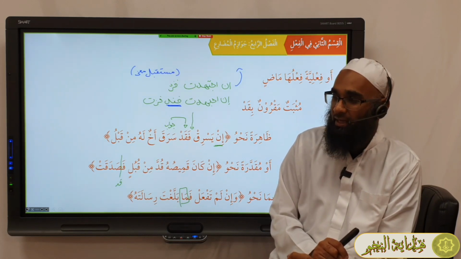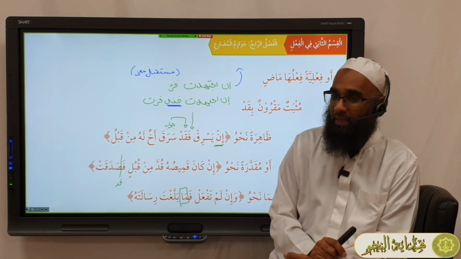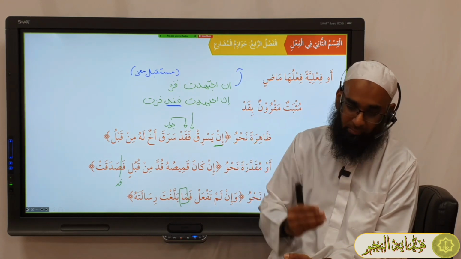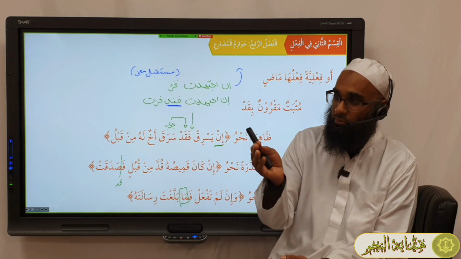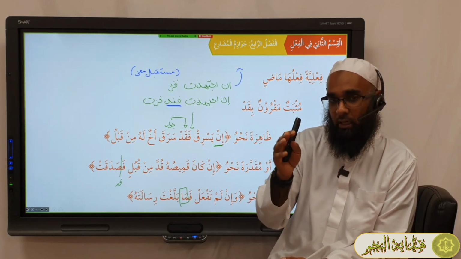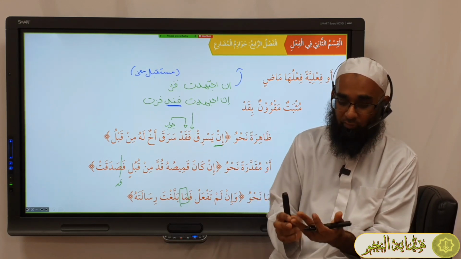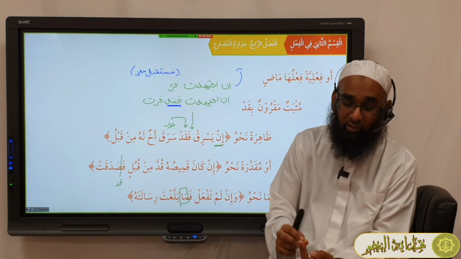Laysa is fa'il naqis. It has a conjugation, but it doesn't have fa'il mudari. It's conjugated all the way through the madhi, but it has no mudari. So I don't know if you call that a jamid or not. But there are a few other verbs which don't have. So you have two types of fa'il: fa'il mutasarrif and fa'il jamid.